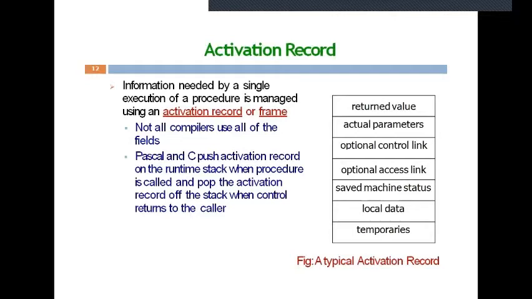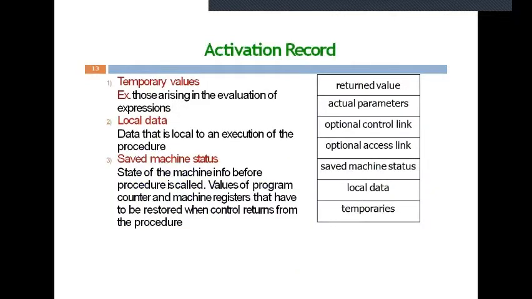Next, we are going to discuss the meaning of each and every field which we are using in activation records. In the activation record, temporary values are used to store the temporary values which are evaluated during expression evaluation. And local data is the data which is used inside the procedure, only for local execution inside the procedure. If you are using a particular variable, we can say it is a local variable. The data used for that variable is called the local data.